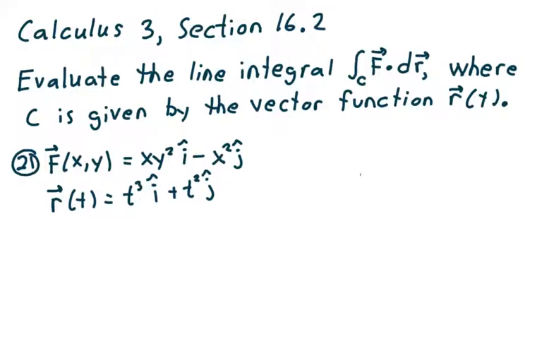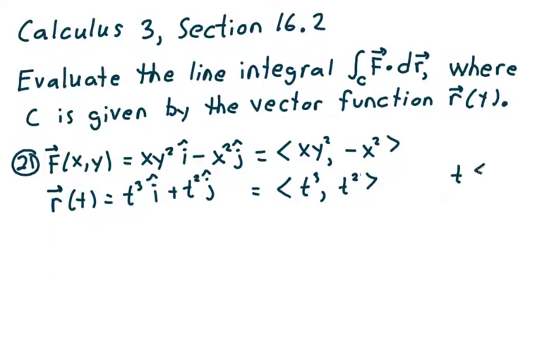On problem 21, we have F of x, y is equal to xy squared i minus x squared j. And I'm going to write this as the vector xy squared for the first component, and then negative x squared for the second component. And r of t is t cubed i plus t squared j. I'm going to write this as t cubed, t squared. And by the way, t is greater than or equal to 0 and less than or equal to 1.